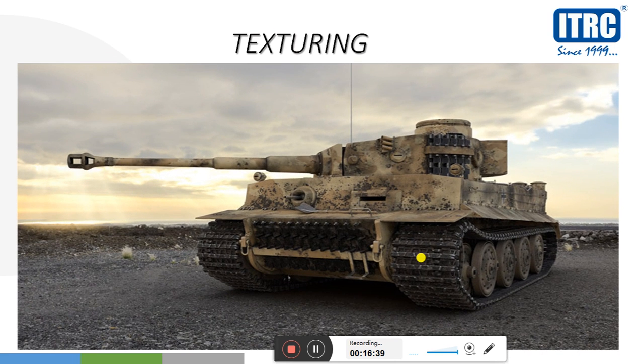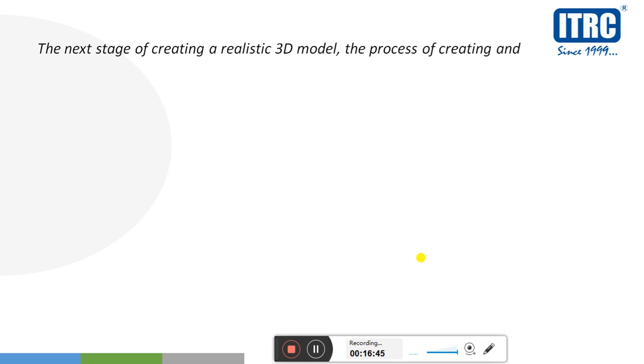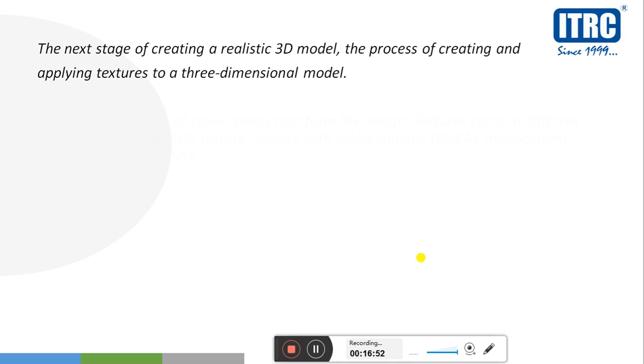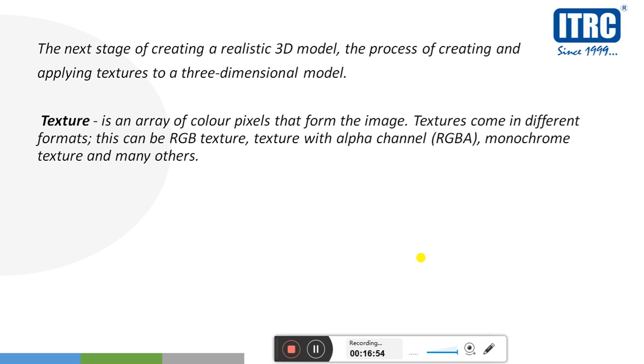Texturing. The next stage of creating a realistic 3D model is the process of creating and applying texture to a three-dimensional model. Texture is an array of color pixels that form the image. Textures come in different formats. This can be RGB texture with alpha channel, RGBA, monochrome texture, and many others.